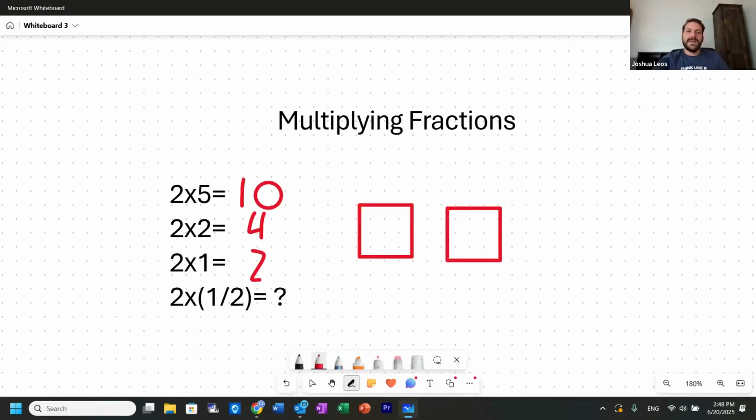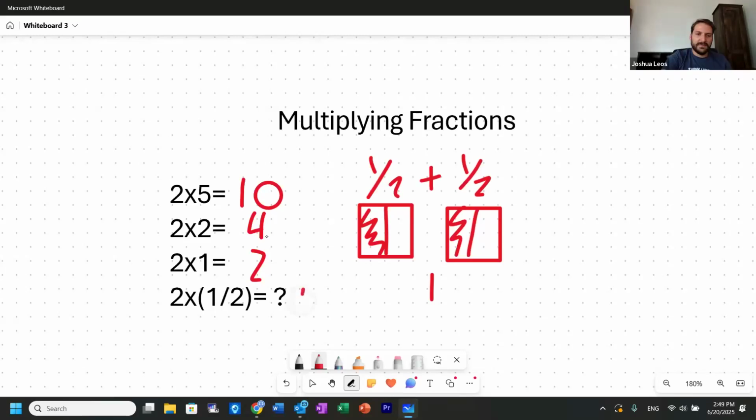There we go. Beautiful. If you have 2 boxes, what happens if you only count half of each box? I'm going to cut each box in half, and I only want this half. So we say, okay, this is 1/2. This is 1/2. Add it together, and you get 1. So 2 times 1/2 is 1.